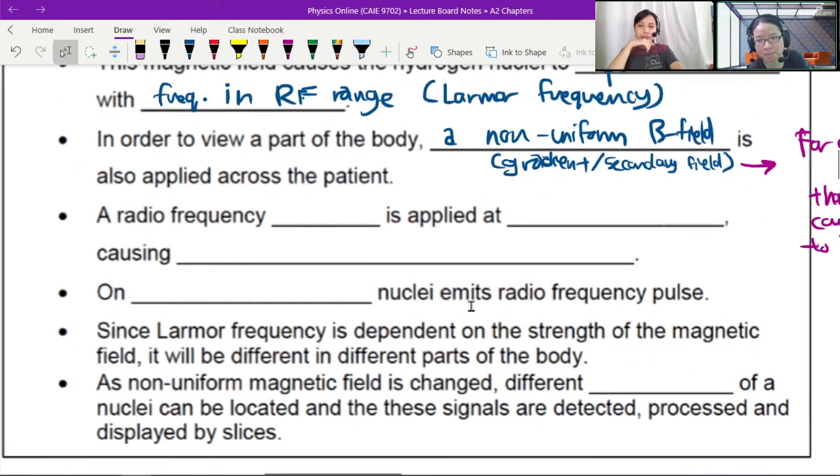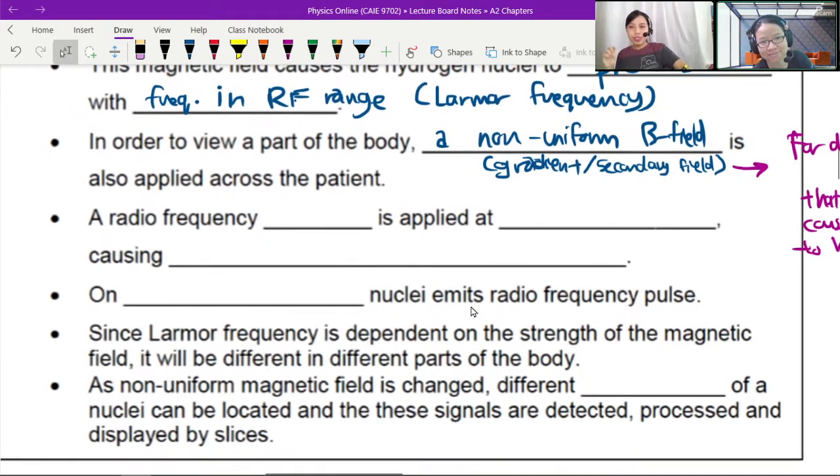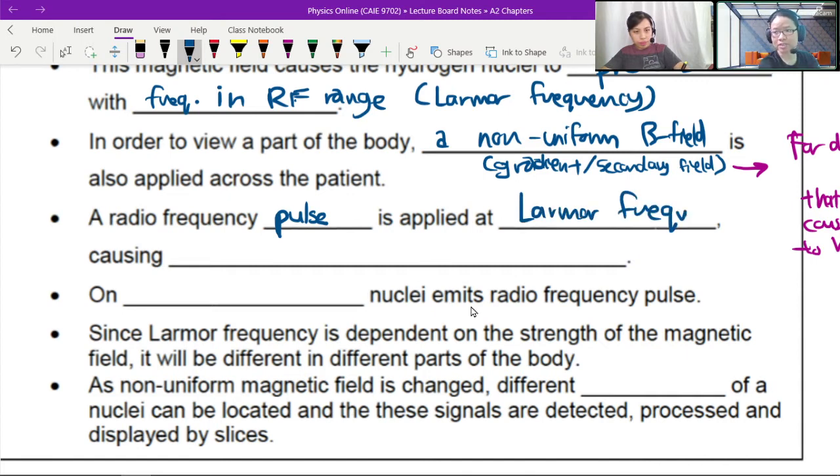Okay, so I think the patient is ready. Okay. Now get ready the buttons. So now we shoot in, we need the hydrogen to be excited, right? So we're going to shoot in a radio frequency pulse, applying it at the same frequency. So apply at the Larmor frequency, causing resonance of hydrogen nuclei.